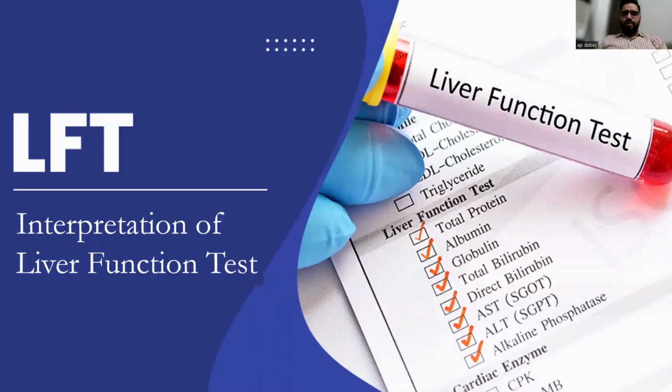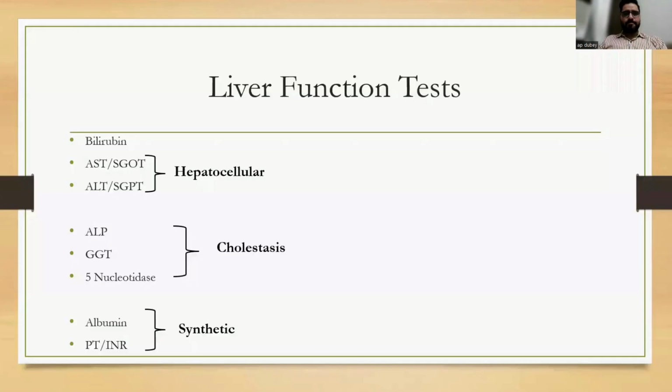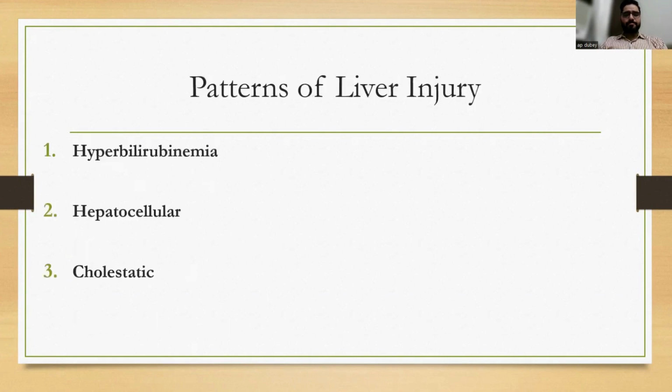Hello everyone. In this video, we'll try to learn the interpretation of liver function test. So these are the parameters which encompass the liver function test. AST and ALT denote hepatocellular markers, whereas alkaline phosphatase, GGT, 5-nucleotidase denote cholestatic markers. Apart from this, liver also synthesizes albumin and clotting factors with the help of vitamin K, which characterizes the synthetic function of liver and gets hampered during chronic liver disease.